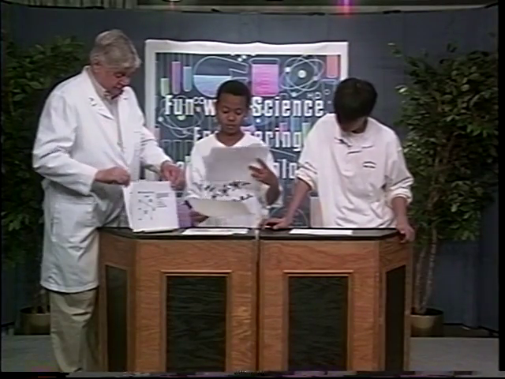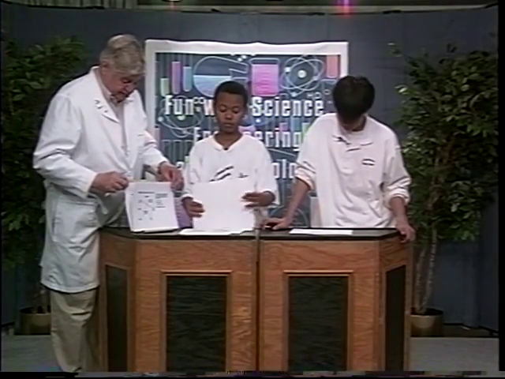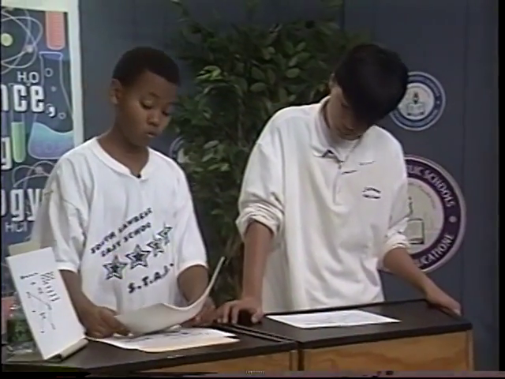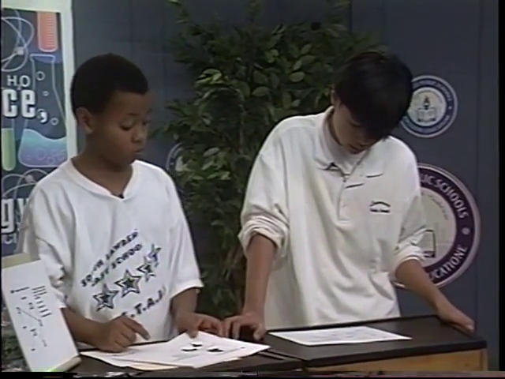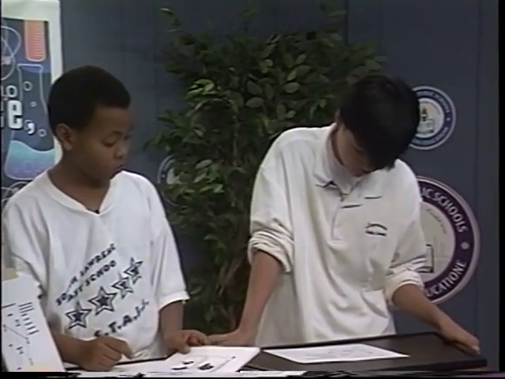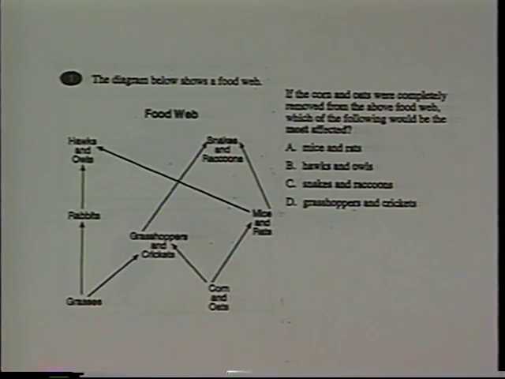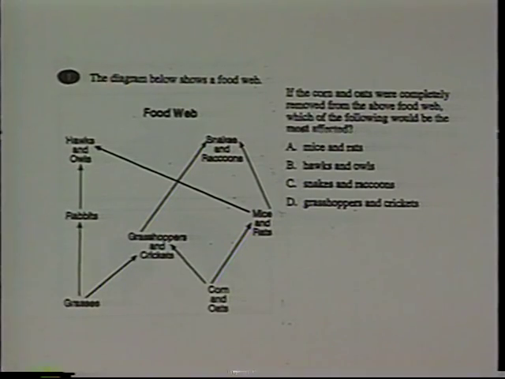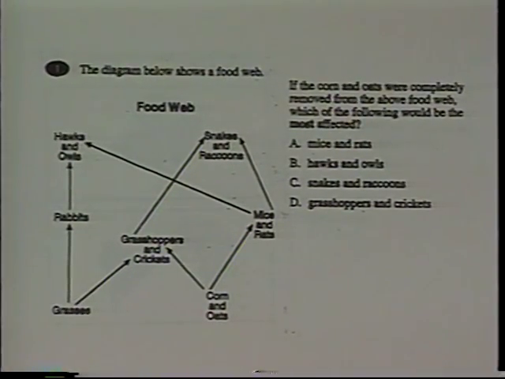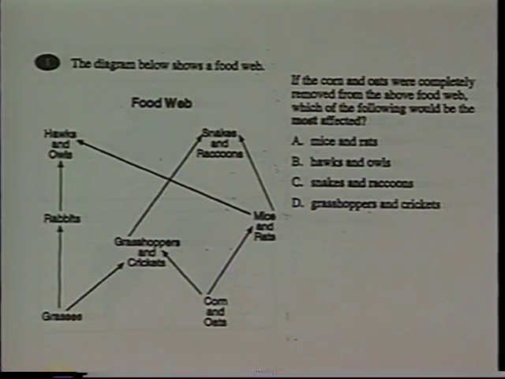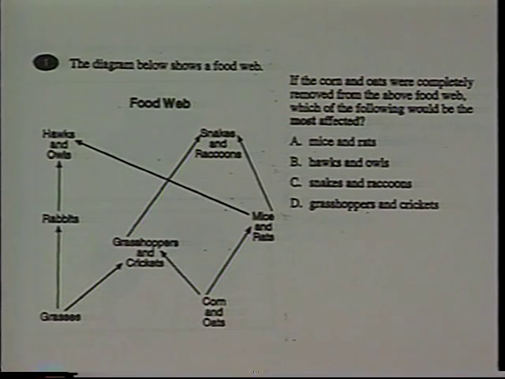On the MCAS, usually they're sort of grouped together so that you have kinds of questions. The diagram below shows a food web. If the corn and oats are completely removed from the above food web, which of the following would be the most affected? All right, now, first of all, let's explain.